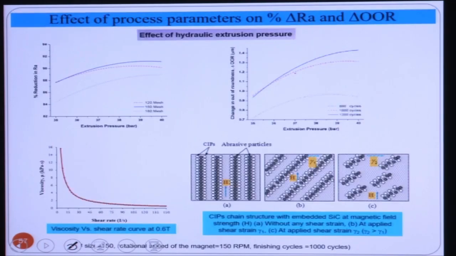After that we have done the parametric study. With the extrusion pressure you can see percentage change in Ra increases, after that it stalls. Change in outer roughness also increases with the RPM because of higher centrifugal force and higher tangential cutting force. After that, due to the shear thinning nature of this fluid, it stalls. This shear thinning nature is shown here.